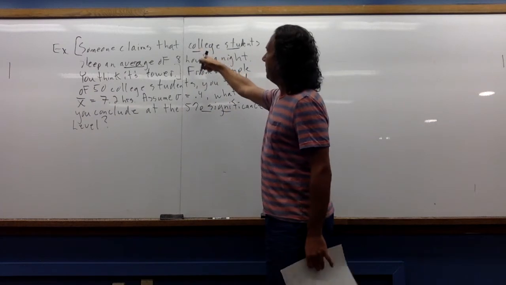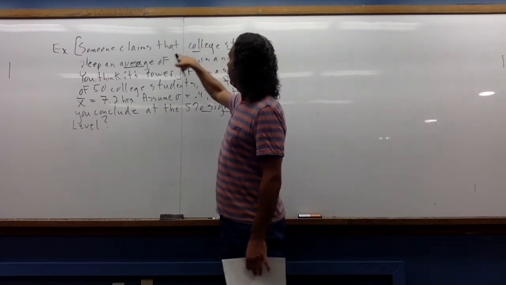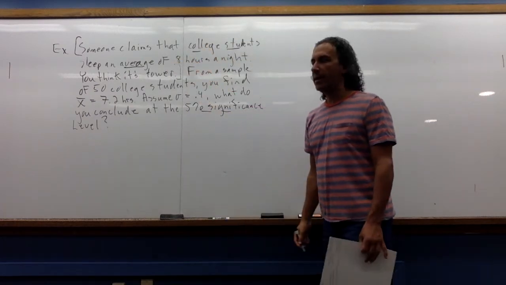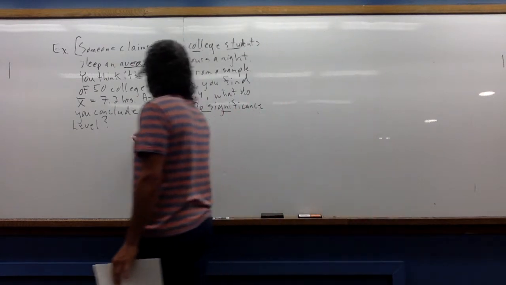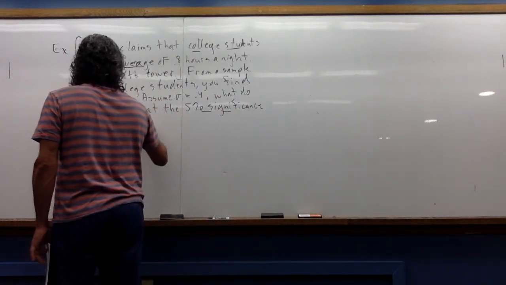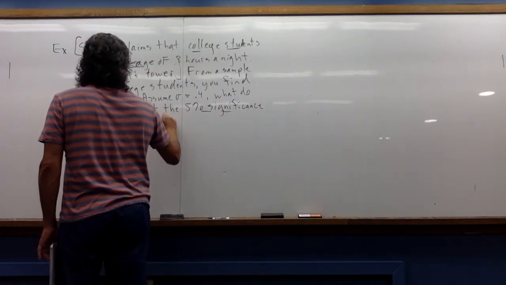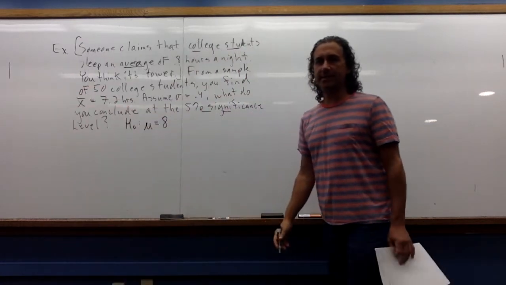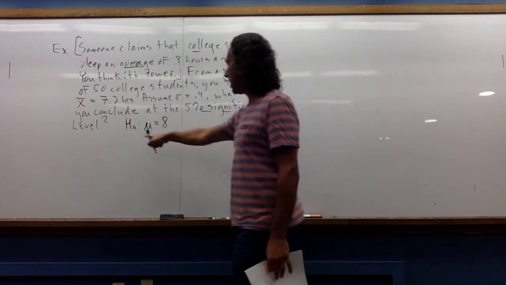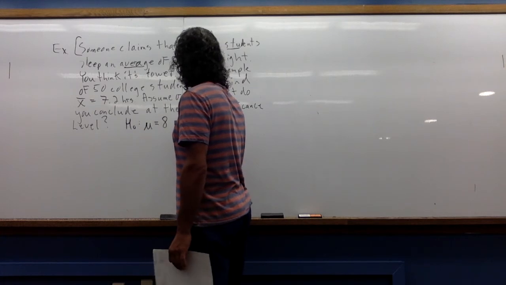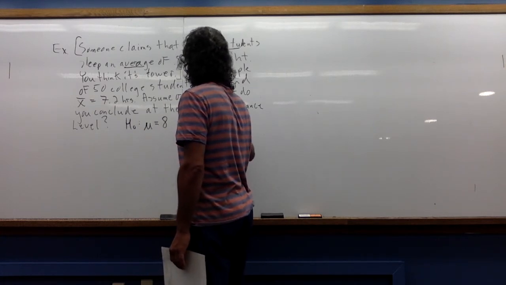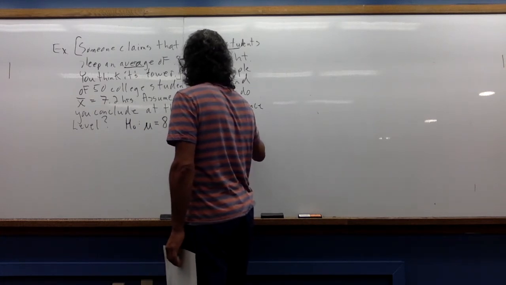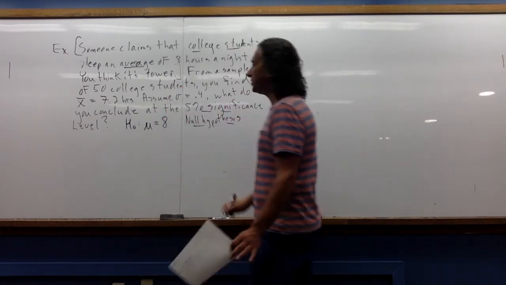We have a claim about something. So somebody claims that this is true. And the way that we're going to write that is we're going to write that H naught is that mu equals 8. So this is read as H naught, mu equals 8. This is called the null hypothesis. This is always the thing that is currently assumed.